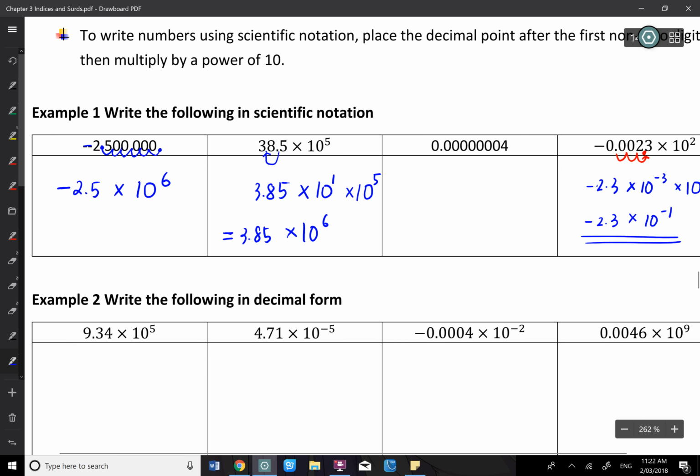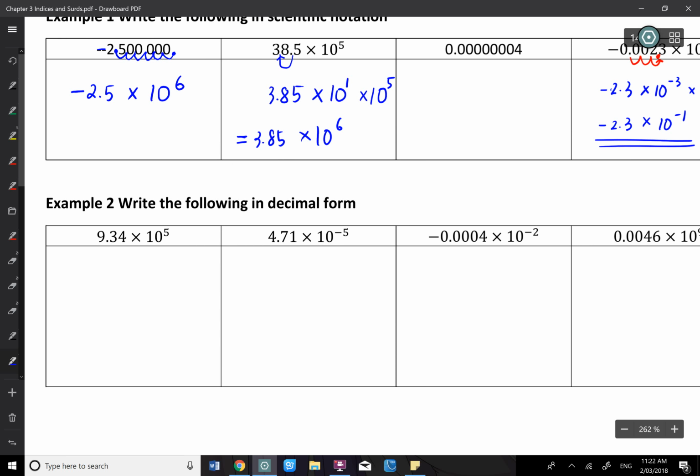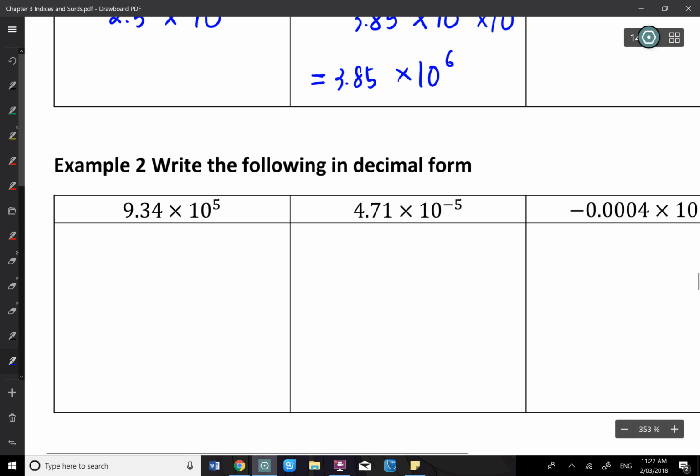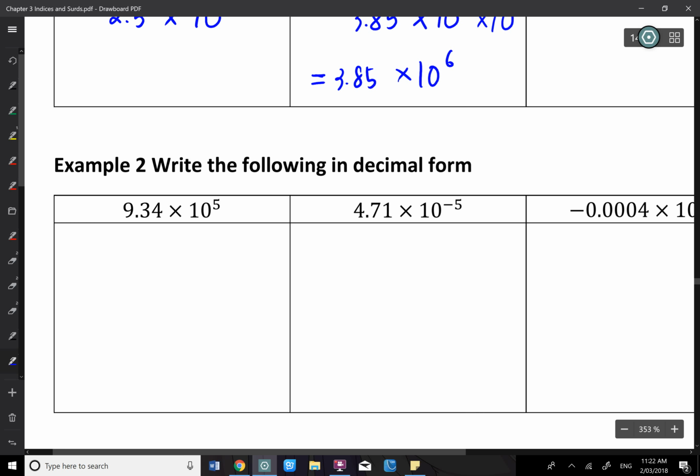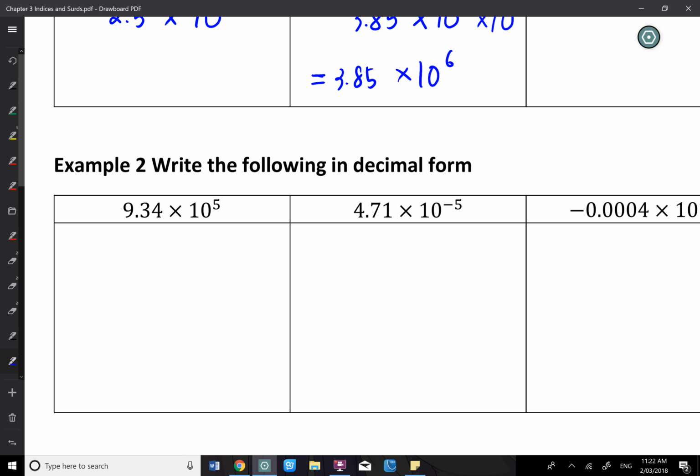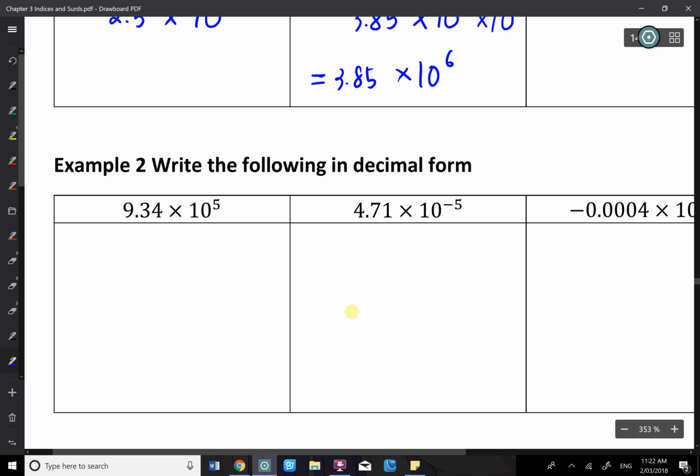Okay, I don't think you have a problem with expanding those numbers. For example, the first one, you have 10 to the power of 5. So you need to move your decimal 5 times to the right. Okay, 5 times to the right. So 1, 2, and then you move 2 times, become 9, 3, 4. And then you have 3 more times, you just need to add 0 there. Okay, 0, 0, 0.